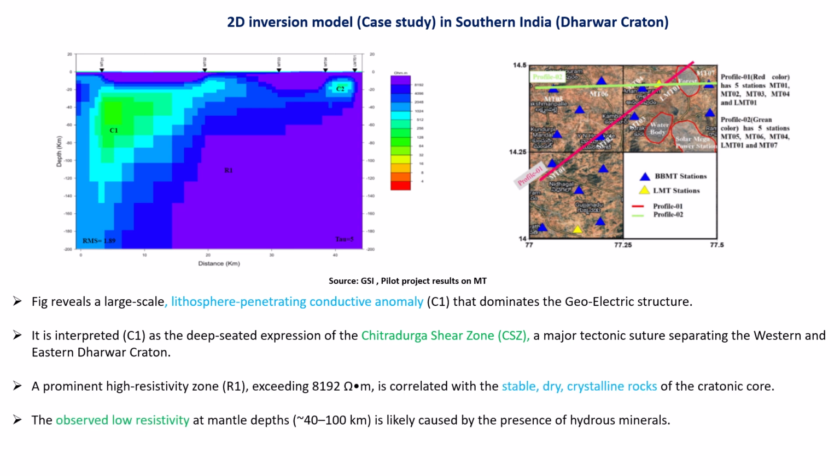And there is a prominent higher resistivity zone in the background, R1, around 8192 ohm meter, that can be correlated with stable, dry, crystalline rocks. And you can see the low resistivity region, that is C1, at a depth of around 40 to 100 kilometer, that is due to the presence of hydrous minerals. That is how it is interpreted. That's the 2D inversion model.